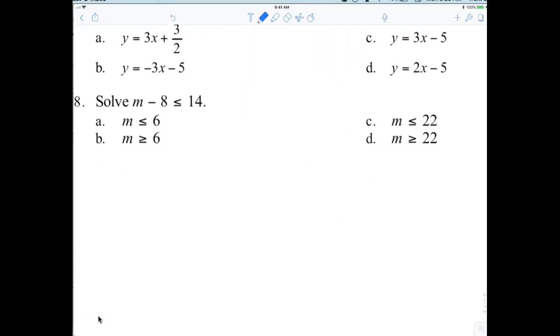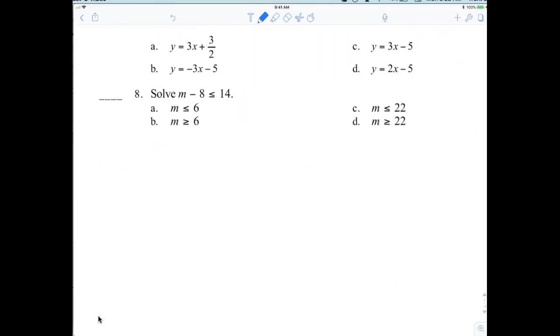So now let's take a look at number 8. Number 8 should be pretty easy, just adding 8 to both sides. So m is less than or equal to what? 22. Now don't forget, if you want to make yourself a note there, remember, it's multiplying or dividing by a negative when you change the signs. Anybody have any questions?